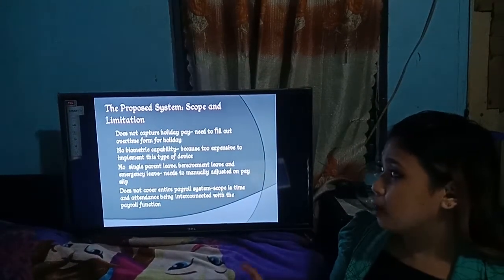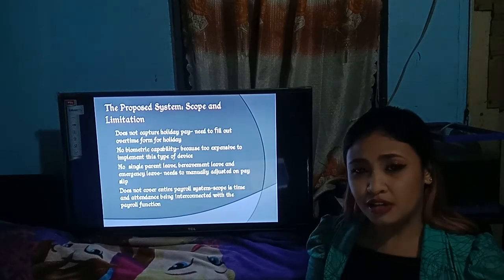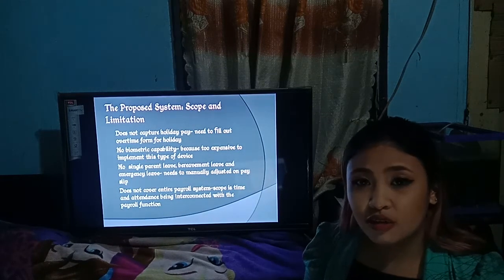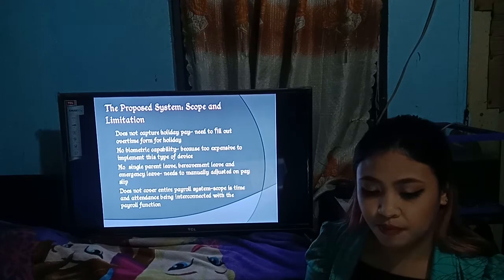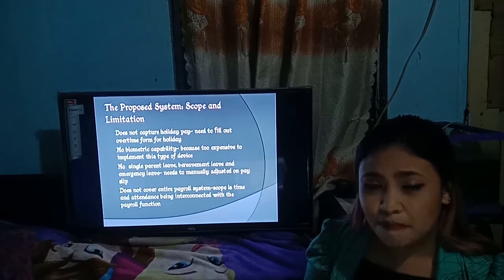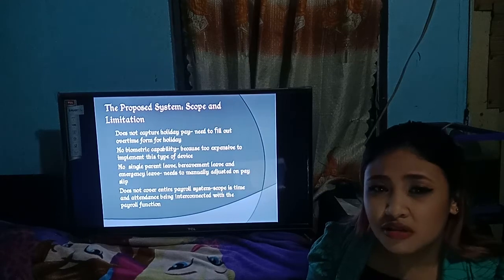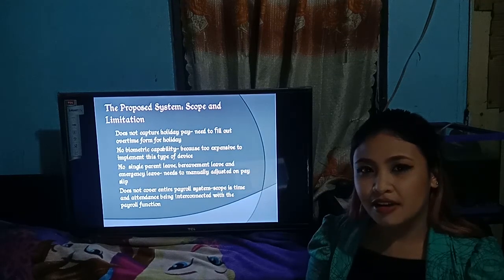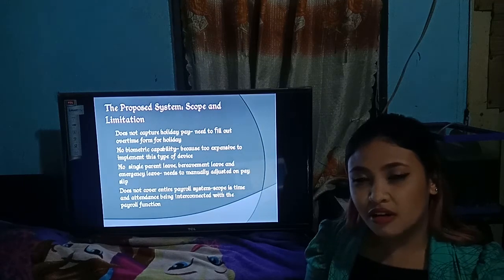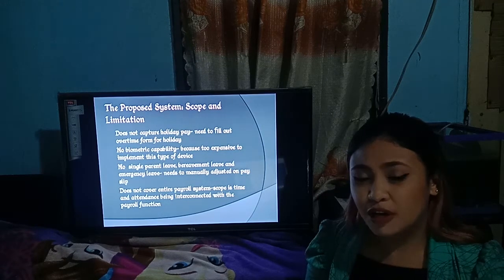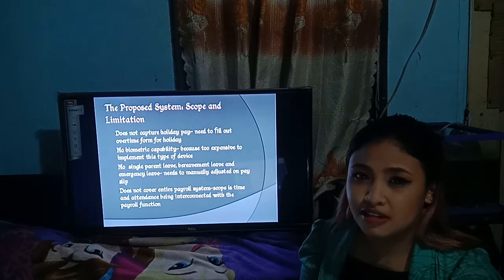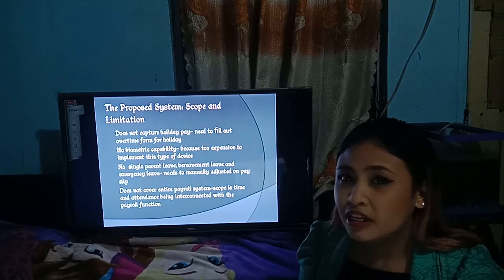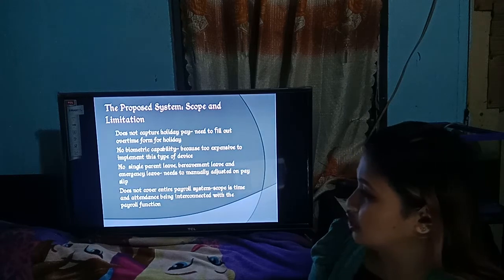First, it does not capture holiday pay. So if the employee reports to work during a holiday, he needs to fill out an overtime form. Second, based on my interview and considering the employee population of IETI, implementing biometrics is not necessary because biometric devices are too expensive. Again, we have to consider the goal of the company in profit and wealth maximization.